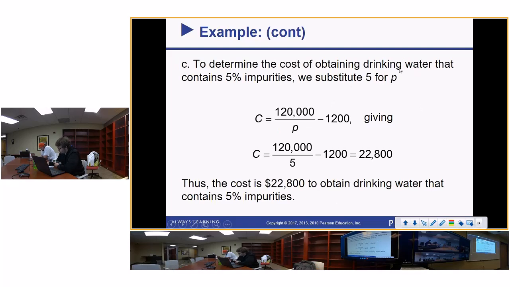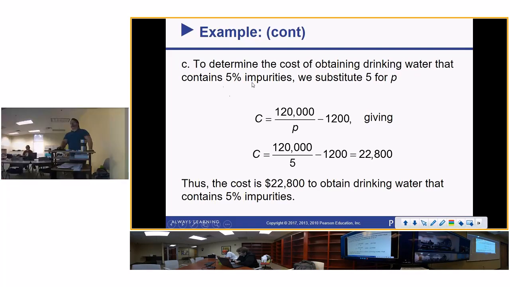Determine the cost of obtaining drinking water. It contains 5% impurities. We substitute 5 for P, and that'll give us $23,000 to obtain drinking water that contains 5% impurities.